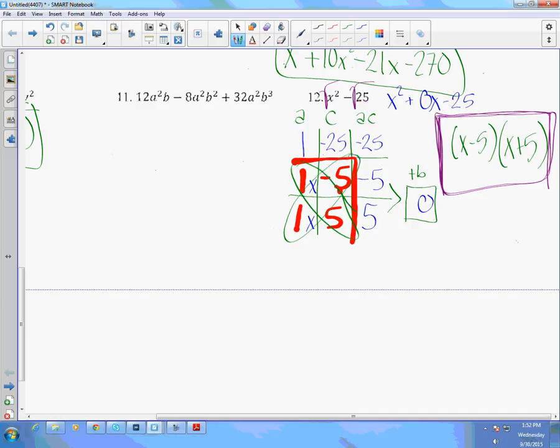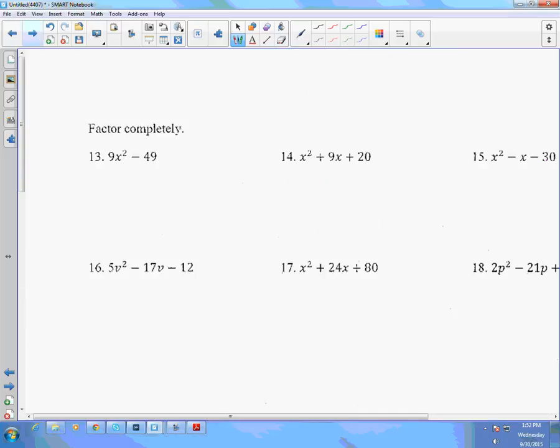Let's look at the other side. Number 13. Look at those numbers. If we did our tic-tac-toe, 9, negative 49, something super huge. I think it's 441. Negative 441, but it has to add to 0. The only way to add to 0 is if it's the same number, but one is positive and one is negative. That tells me I don't have to do it the long way.